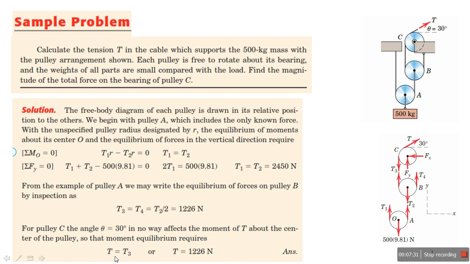Now you can see here, so that the moment equilibrium here, T is equal to T3. T, this one, equal to T3, or T is equal to 1226. So now T is equal to T3.